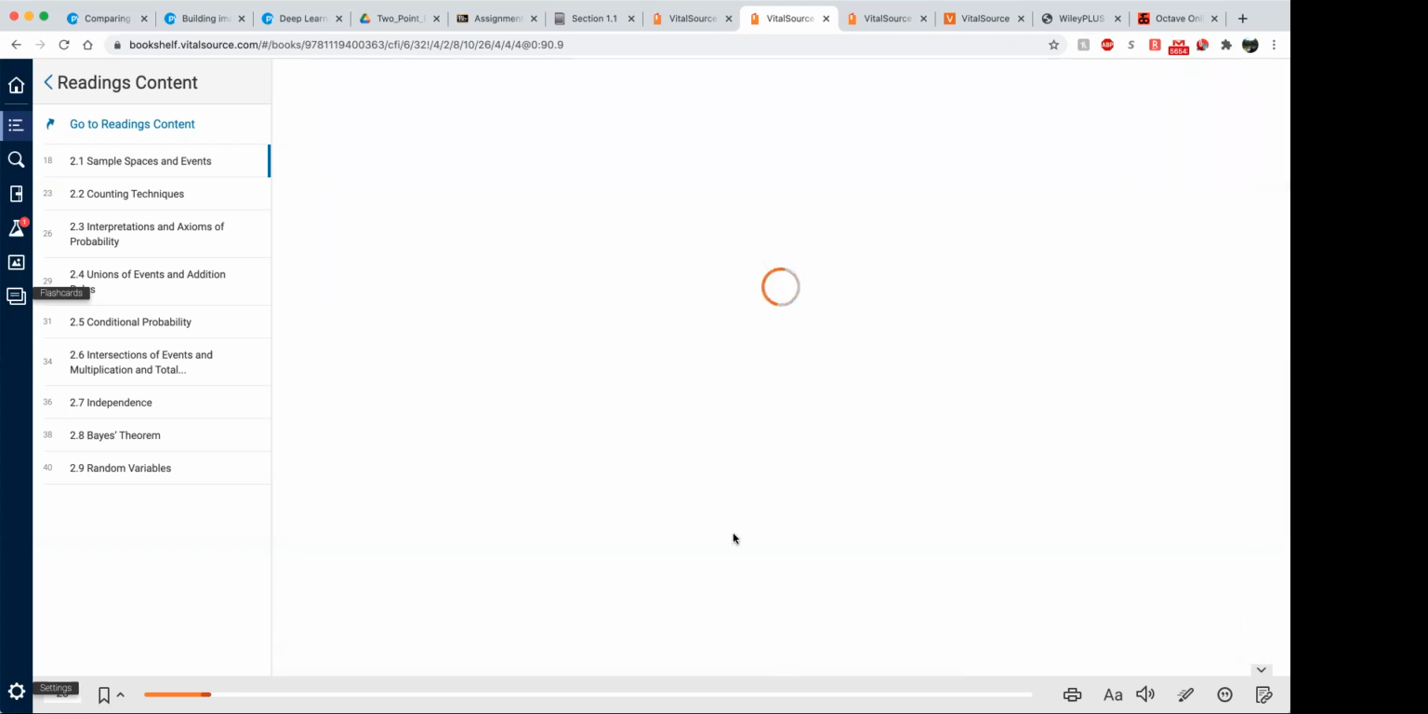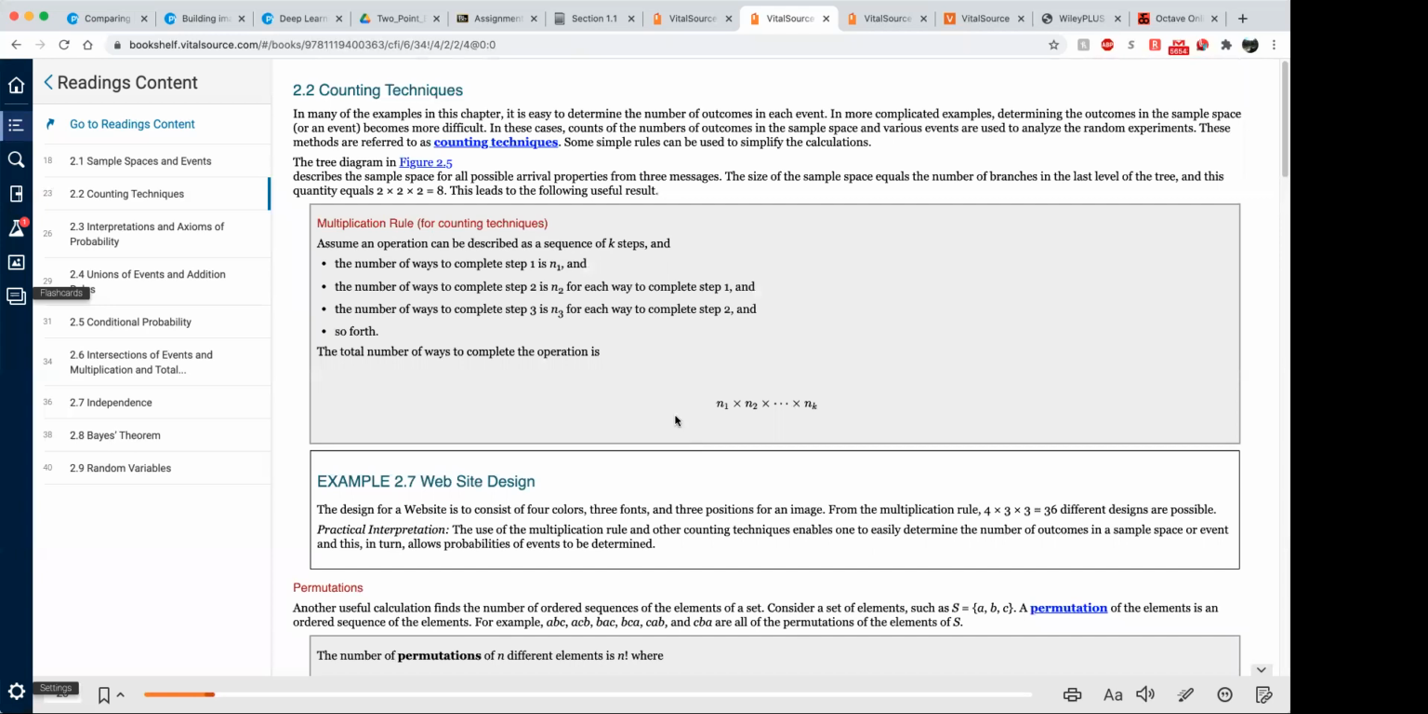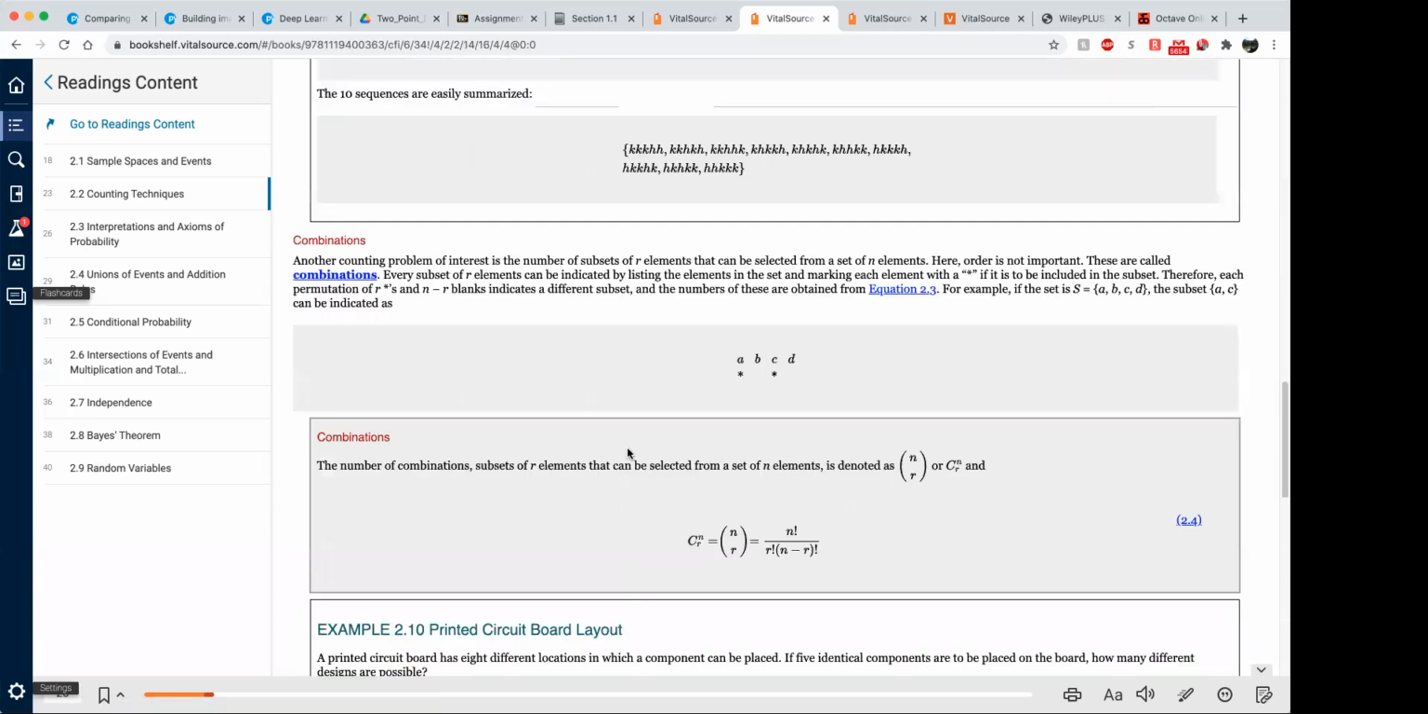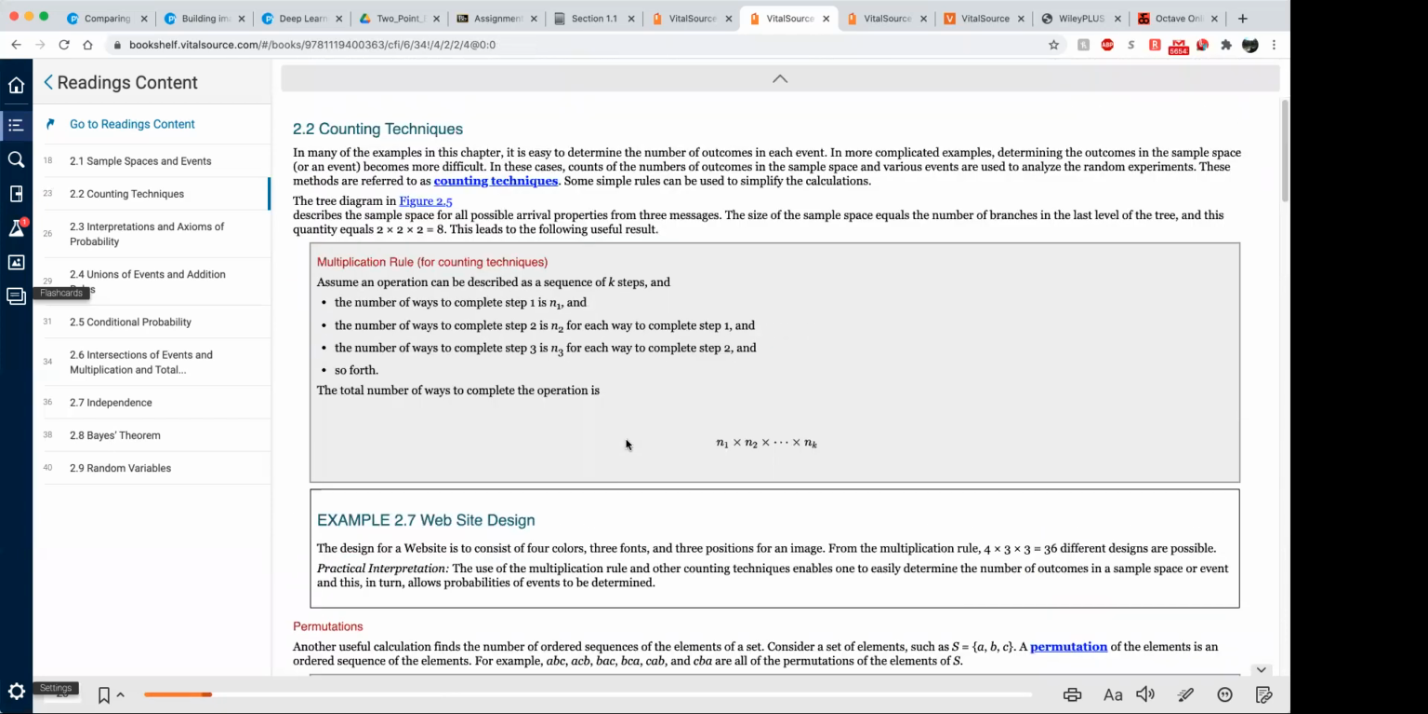Now we move to section 2.2, counting techniques. In this section, we're going to study several ways to count the possible outcomes. In many of the examples in this chapter, it is easy to determine the number of outcomes in each event. In more complicated examples, determining the outcomes in the sample space becomes more difficult. For example, think about this.